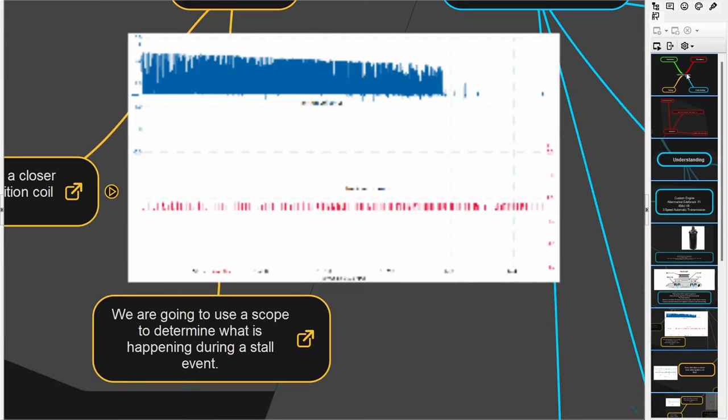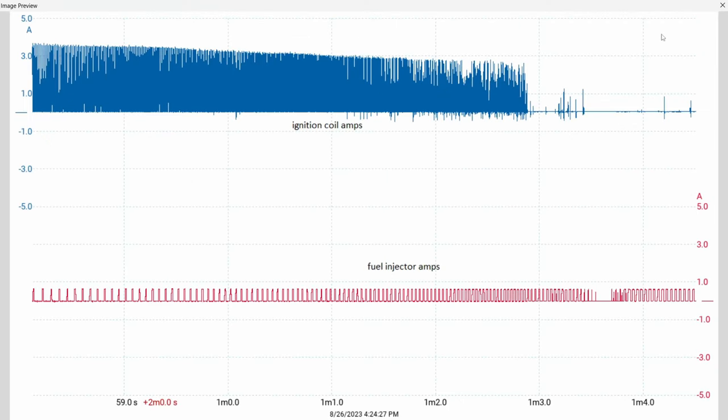So now, dealing with intermittents can be tough, and I like to keep it really, really simple. So I put one amp clamp over the ignition coil feed and one amp clamp over the fuel injector feed. And the reason I did this is on a stall event, now I have three potential outcomes. Either I lose ignition coil amperage control, or I lose fuel injector control, or I don't lose either, and then I know I'm dealing with a direct fueling issue. So that's why I chose to go with this approach, because I wanted to narrow down what was happening during the stall.